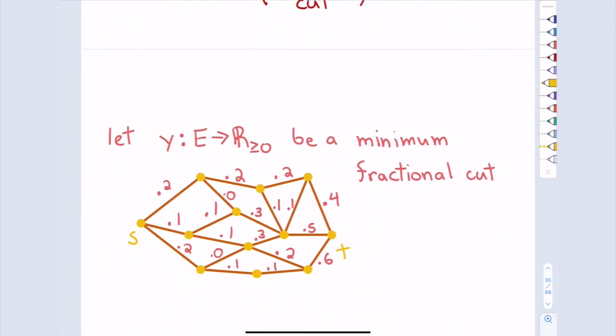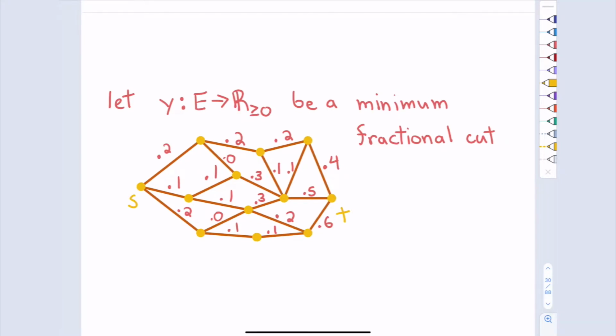So what we're going to do is some LP rounding arguments. Let's first imagine that we solve the LP, which gives us some fractional cut from S to T. This is not necessarily an optimum solution, but hopefully the length of every path from S to T is at least 1 with respect to these fractional edge weights. So we compute the LP and we get a minimum fractional cut, whatever it is.